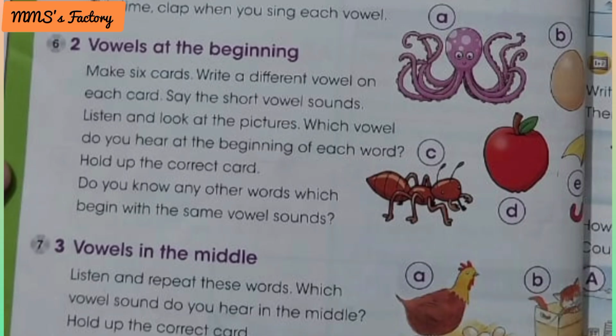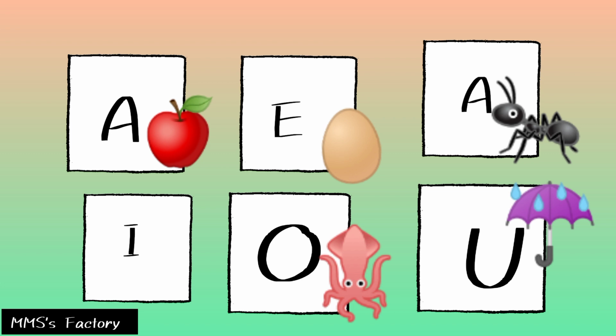Vowels at the beginning. Make 6 cards. Write a different vowel on each card. Say the short vowel sound. Listen and look at the pictures. Which vowel do you hear at the beginning of each word? Hold up the correct card. Do you know any other word which begins with the same vowel sound? There are 2 words with A sound: apple and ant. E for egg, O for octopus, and U for umbrella.